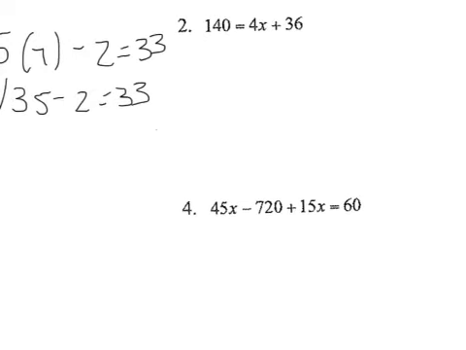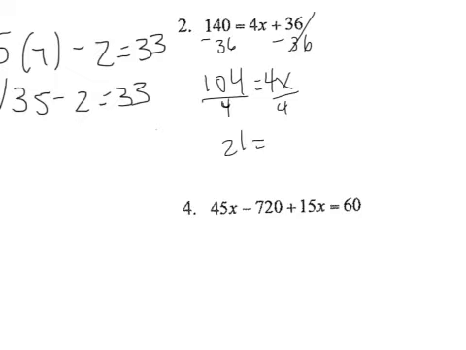So now we've got problem 2, which is also a two-step equation. It's solved in the exact same way. We're going to subtract 36 from both sides. So now we have 104 equals 4x. And we're going to divide by 4 for an answer of 21.